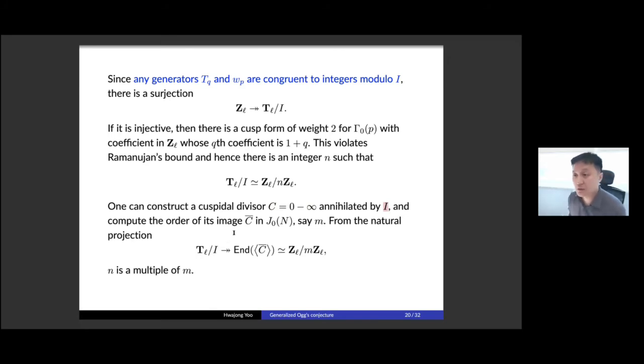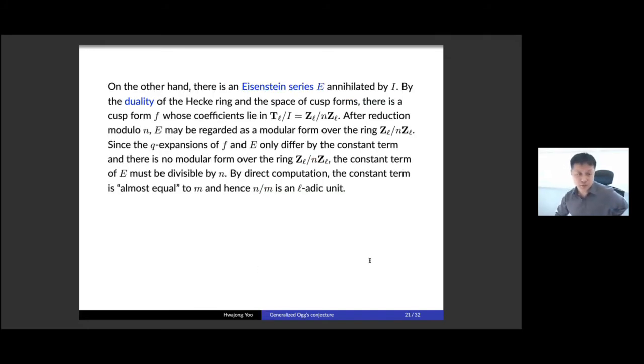And one can construct a cuspidal divisor, in this case 0 minus infinity, annihilated by this ideal I, whose order is the numerator of n minus 1 over 12 in this case, say m, equal to the numerator of n minus 1 over 12. From the natural projection, the order m divides this number n. So n is a multiple of m. This is how to get the lower bound of this number in general. This method works in general. However, the other part is difficult.